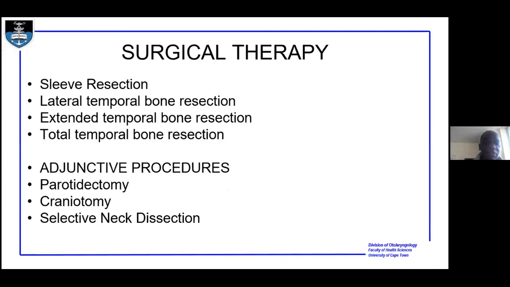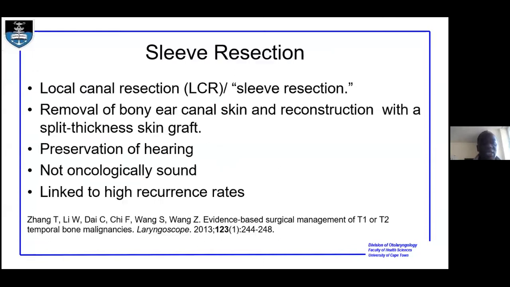It can be divided into two: the definitive procedure and adjunctive procedures. In terms of a definitive procedure, the first one is a sleeve resection. I'll go through this: sleeve resection, lateral temporal bone resection, extended temporal bone resection, and total temporal bone resection. And adjunctive procedures, depending on the extent of the tumor, one can do a parotidectomy, a craniotomy, or selective neck dissection.